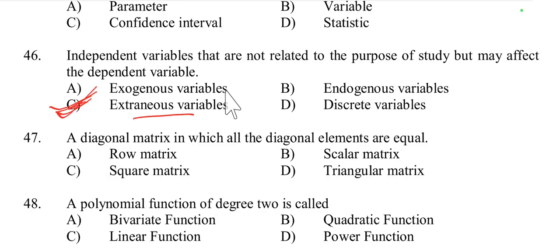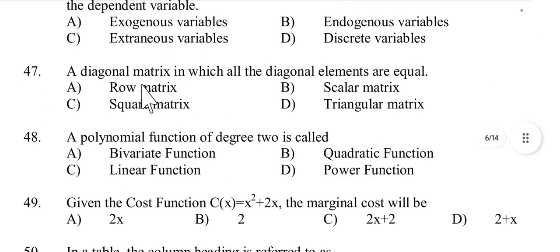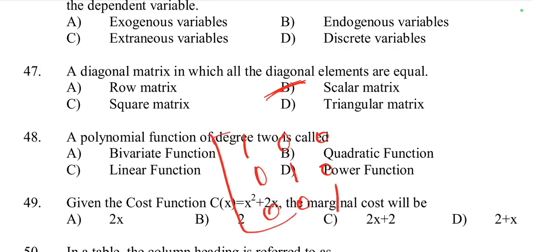And question number 47. A diagonal matrix in which all the diagonal elements are equal: row matrix, scalar matrix, square matrix or triangular matrix. It is called a scalar matrix, a diagonal matrix in which all the diagonal elements are equal. Suppose 1 0 0, 0 1 0, 0 0 1. Here all the diagonal elements are the same, 1 1 1. So a scalar matrix is a special kind of diagonal matrix where all diagonal elements are equal and non-diagonal elements are 0. So it is called a scalar matrix.